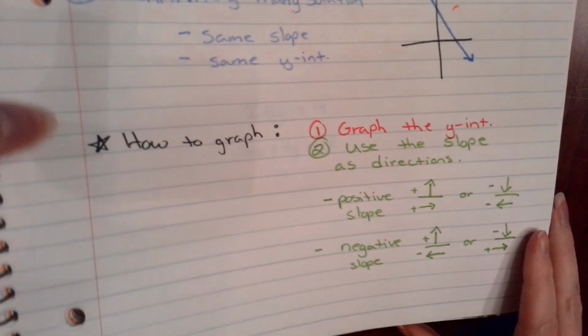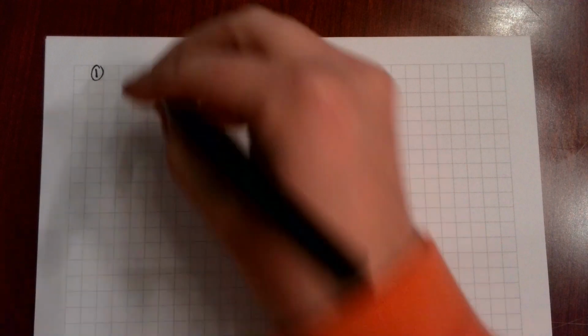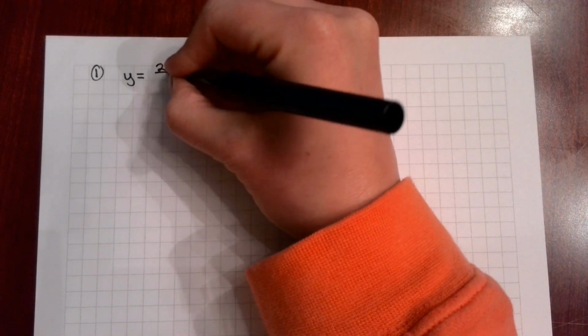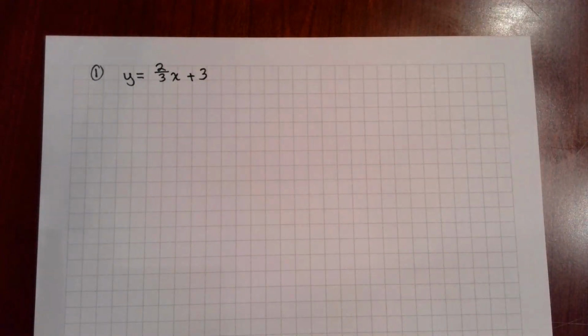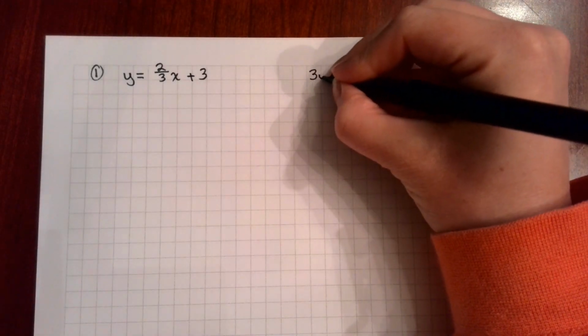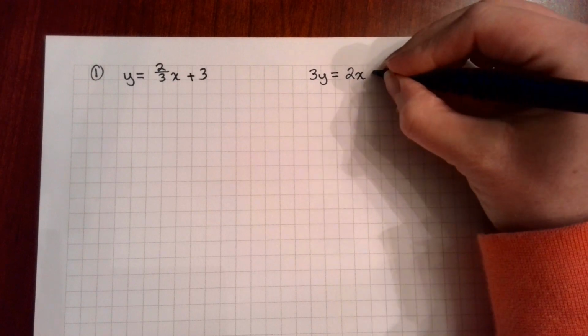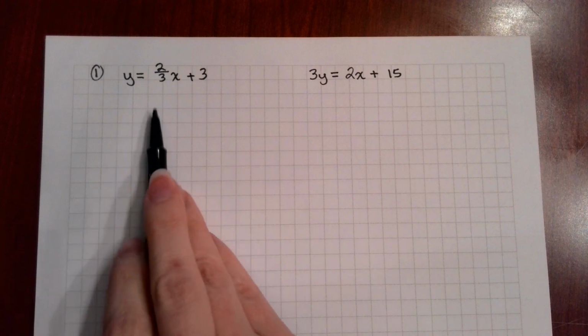All right, with that in mind, let's go ahead and focus on graphing a few problems. My very first problem, I've printed off some graph paper here. I've got y is equal to 2/3 x plus 3. That's my first equation. And then I've got 3y is equal to 2x plus 15.